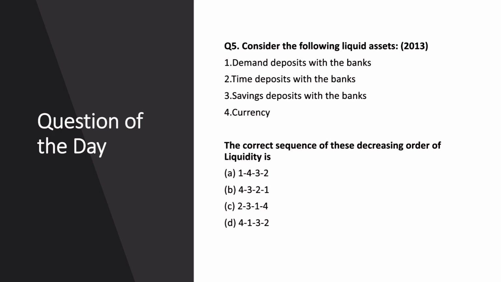So now we have come to the end of the lesson. Before that, we'll discuss the question of the day. Consider the following liquid assets: demand deposits with the banks, time deposits with the bank, saving deposits with the bank, currency. So we basically have to put them in a decreasing order of liquidity. This is a UPSC Prelims 2013 question. I would request you to give it a try.